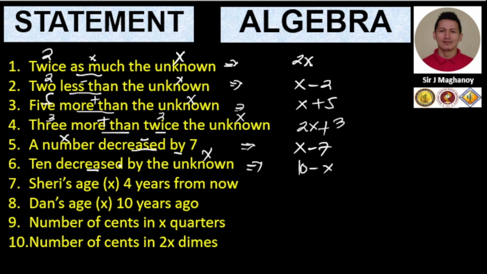How about in age problems? Cherry's age: we let x be the age of Cherry. 4 years from now means plus, so in algebraic form, that is x, the age of Cherry, plus 4. How about ago? Ago means minus. Written in algebraic form, that is x, Dan's age, minus 10. In age problems, from now means plus, ago means minus the number.